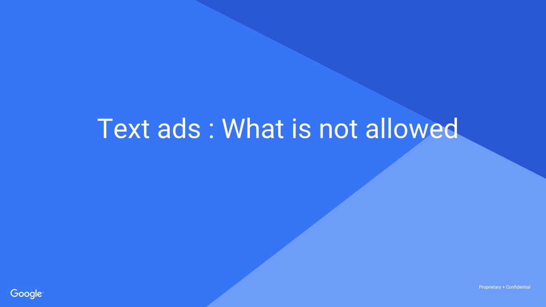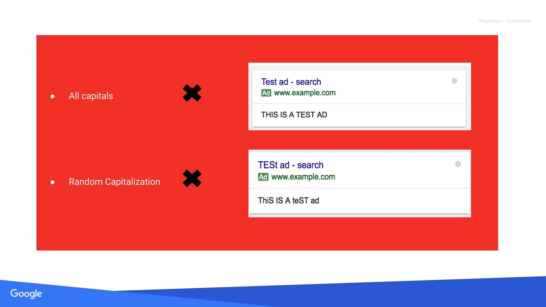Next, let us discuss your ad's text. First, make sure not to use excessive or gimmicky capitalization. For example, do not use all capitals in your text ad or capitalize letters within a word. We want your ads to stand out for the right reasons, like your great products or deals, not because your ads look unprofessional or gimmicky.